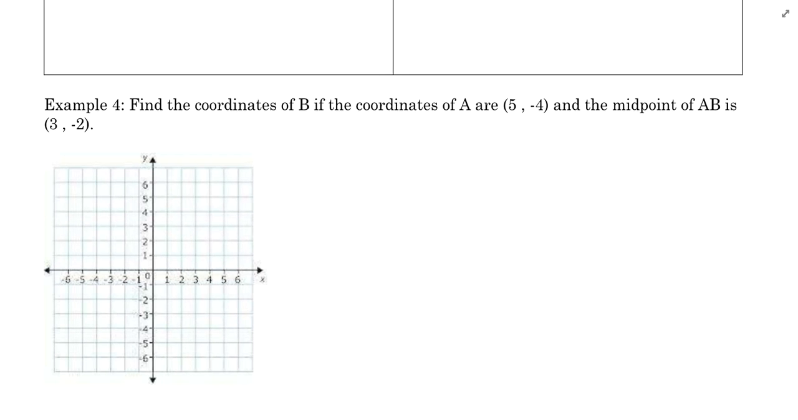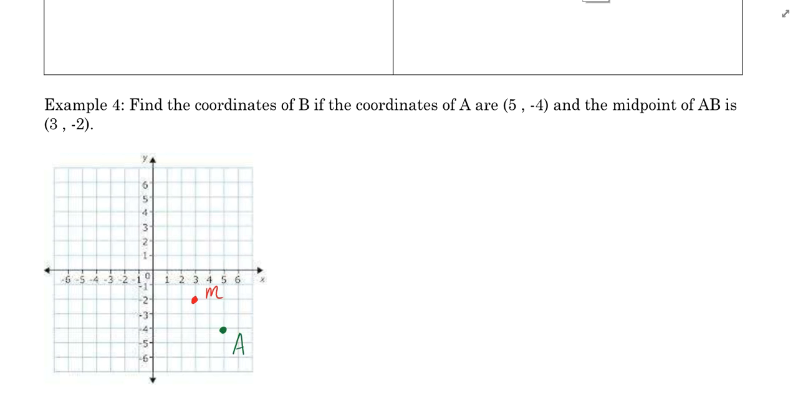So let's first start by plotting the points that we do have. So A is at (5, -4), which would put that right here. And then the midpoint of AB is at (3, -2). So that's our midpoint.